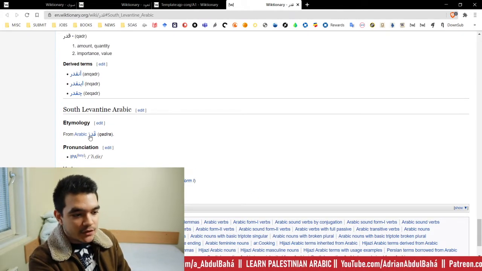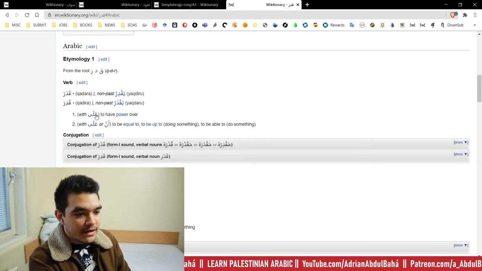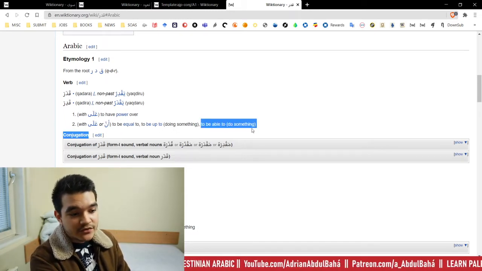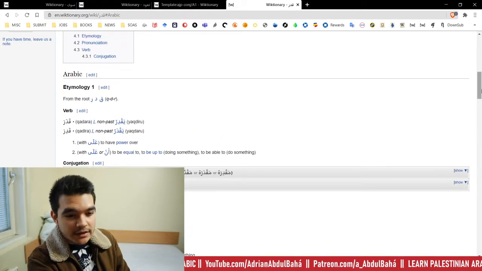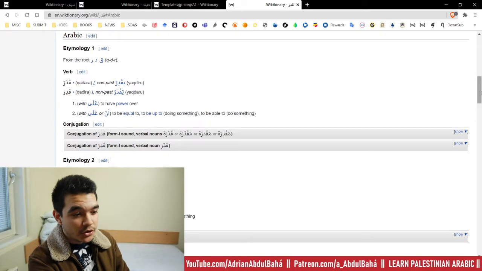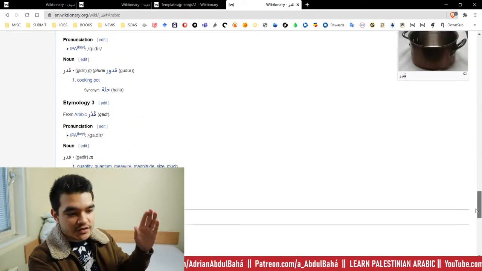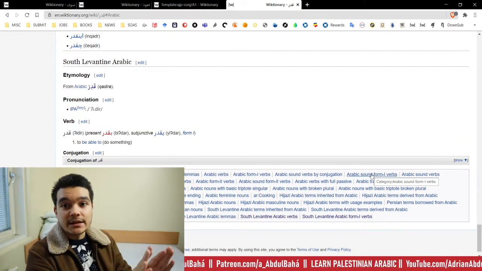And if you look at the original Fusha verb for this, the definition here is to have power over or to be up to doing something, or then you have to be able to do something. But see, it's kind of roundabout. If you didn't know what you were looking for, it takes a little bit of mental gymnastics to figure out what it means. Whereas now it's right in your face. Where is it? To be able to. Boom, that's it, right? So no ambiguity.